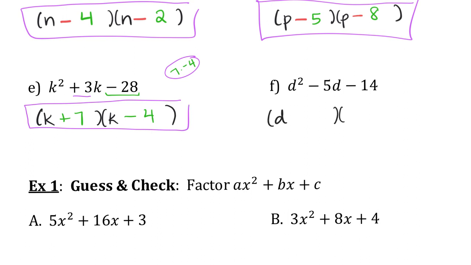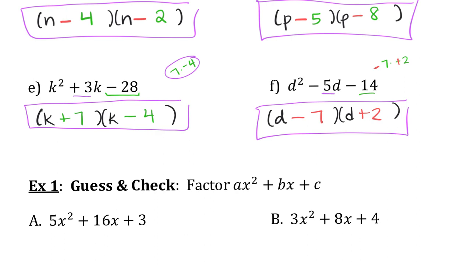D. Okay, what do I think? Negative 14. It's going to be a plus and a minus. Okay, if I do 7, let's do 7 times negative 2. 7 minus 2 is 5. It is a 5, but this is a negative 5. So I have the right numbers, I have the wrong signs. So let me change both signs. So let me make this negative 7 and positive 2. If I do negative 7 plus 2, now I get negative 5. And then when I multiply them, I still get negative 14.